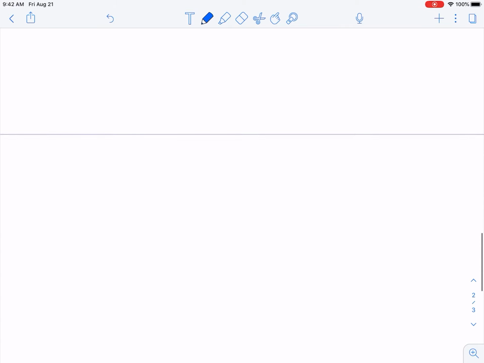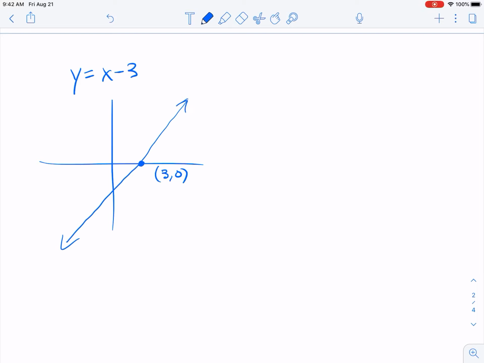Technically though, if I said y is equal to x minus 3, that means that I've got a line, and the 0 is the point 3, comma 0. If I plug in 3, I get 0 for y. Pretend I can draw a straight line, marginally. But this has one root. There's one root right here, that point 3, 0.